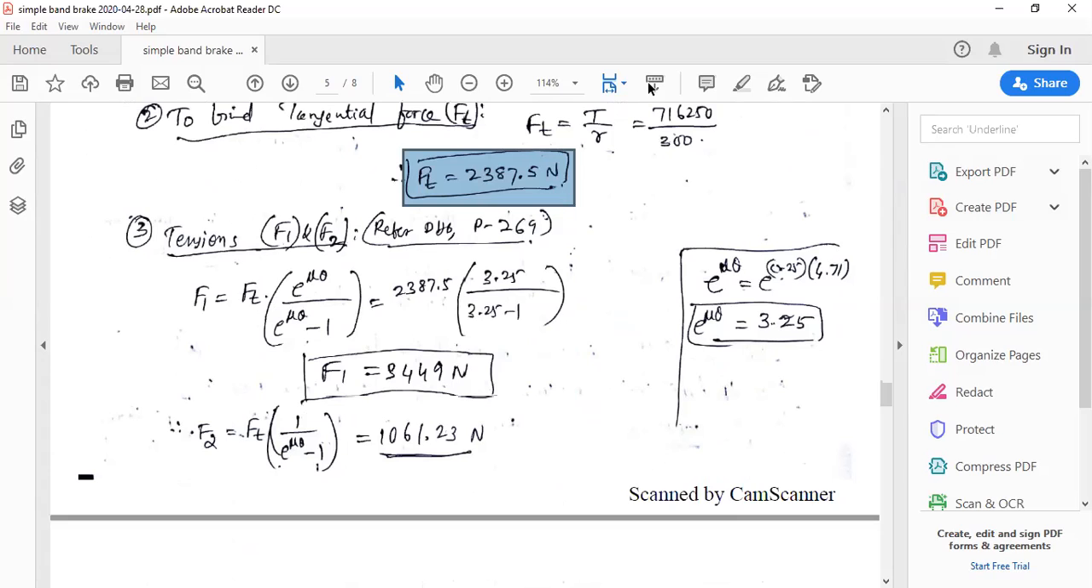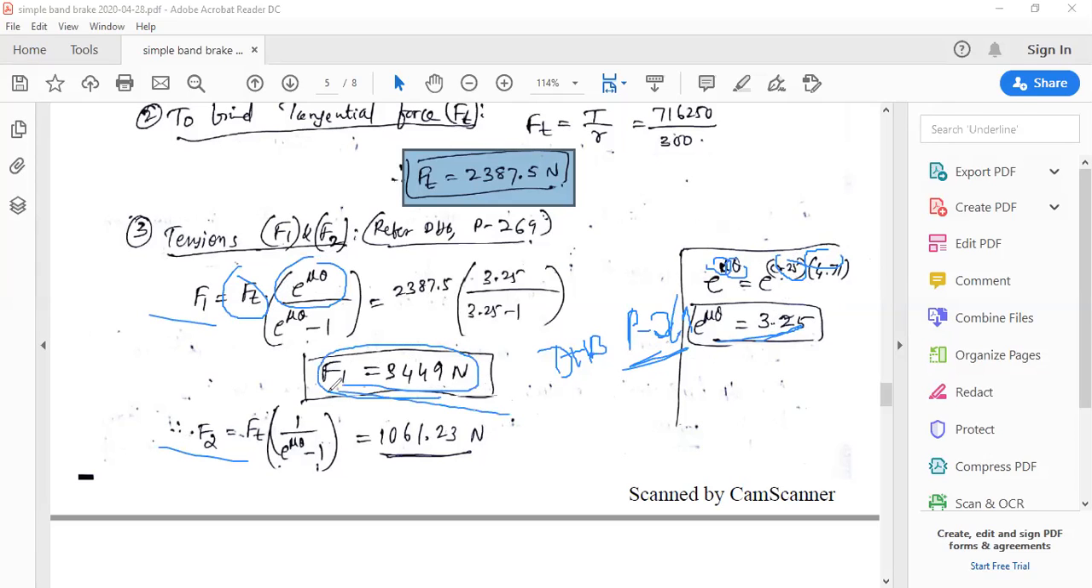Once you get this value, the next step is to go for the calculation of F1 and F2. Here we have to refer to the data handbook, page number 269, which we have earlier considered. On this page, there are equations for F1 and F2 in terms of Ft as well as e raised to mu theta. e raised to mu theta is e raised to 0.25 multiplied by theta 4.71 radians, so that value is equal to 3.25. That value is to be substituted here. So the F1 value is 3449 newtons, and F2 we get as 1061 newtons.